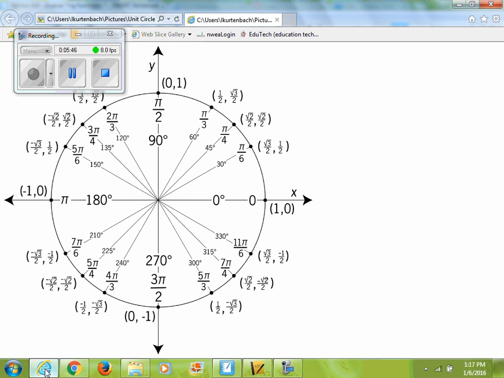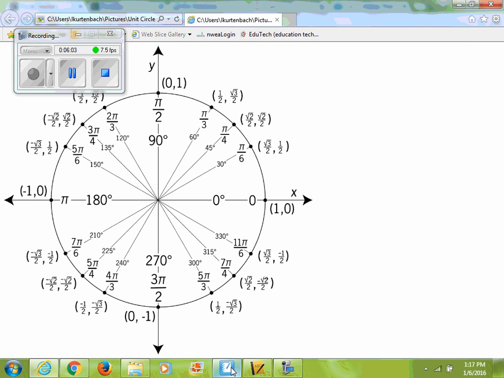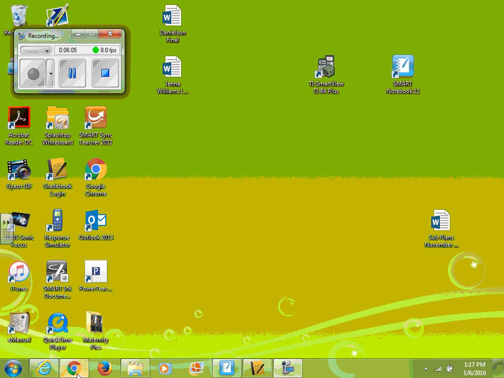Okay, and so this is a case, if you look at all of your different y values, where you aren't ever going to find 1/3 specifically on your unit circle. So that's the case where our calculator is going to come in handy. So if you pull out your graphing calculator, your inverse sine is a function on your graphing calculator that you can use.